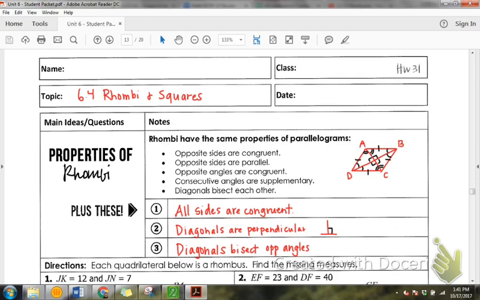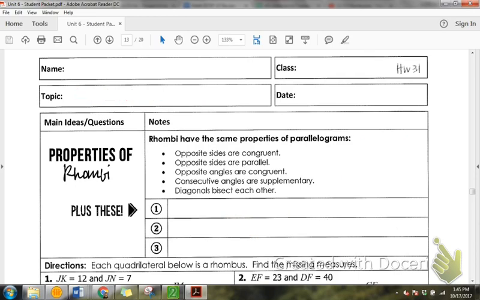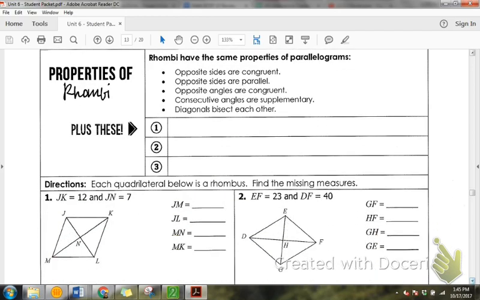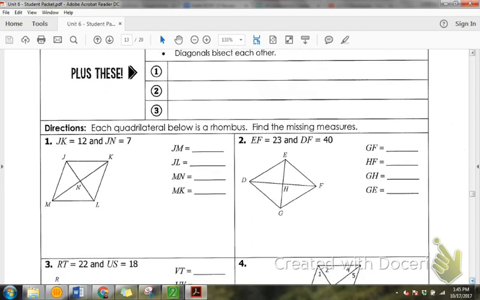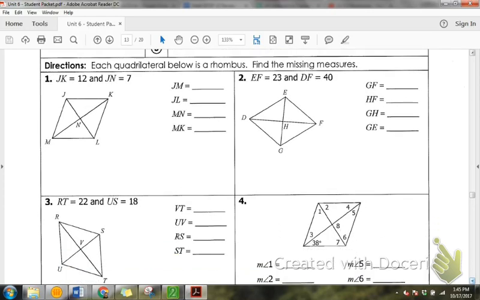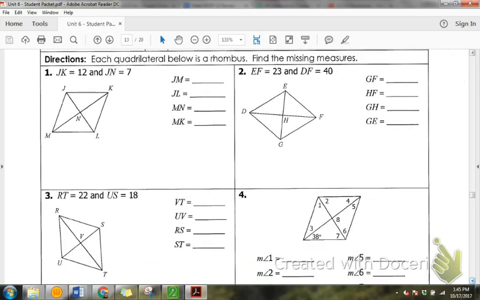It's a lot to try to remember, so you're not going to have to memorize all this. We're going to work through a few of them together. Okay, so let's look at example 1. Go ahead and label your diagram on example 1. They tell you that JK is 12 and JN is 7. They want you to find everything else, all the other sides.